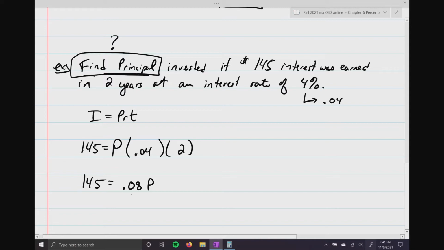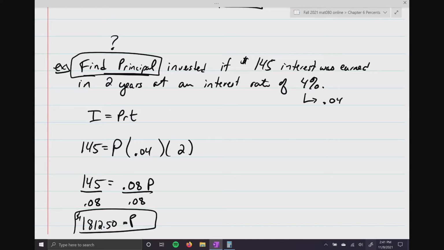Now, if I just divide both sides by 0.08, P is going to give me $1,812.50. So that was our original principal. So we walked in with $1,812.50. We invested for 2 years at 4%, and it gave us $145 in interest. Not too bad. Okay, like I said, not great, but not too bad either.